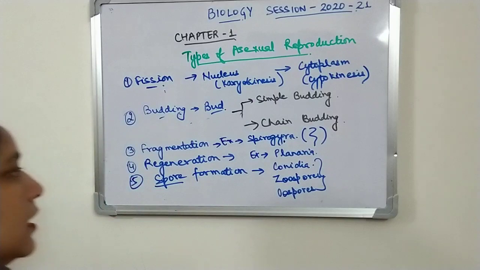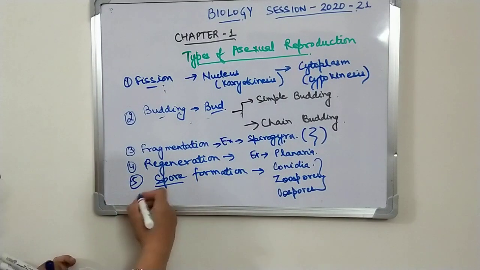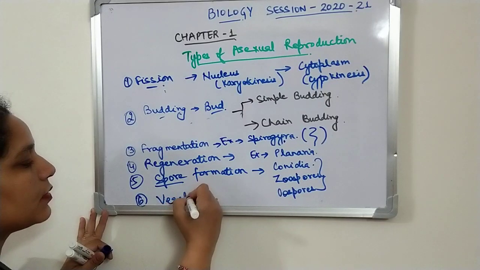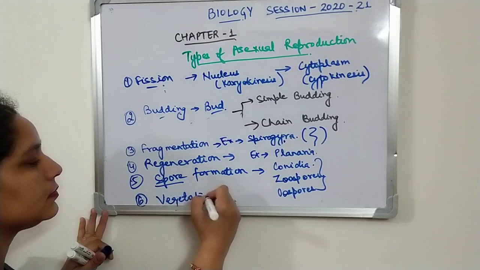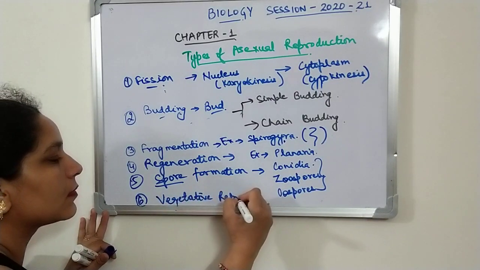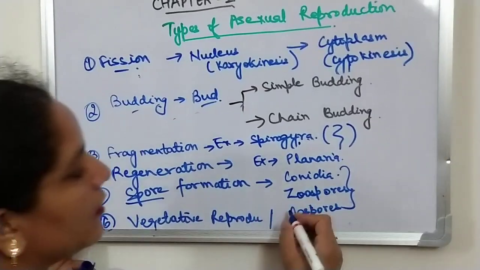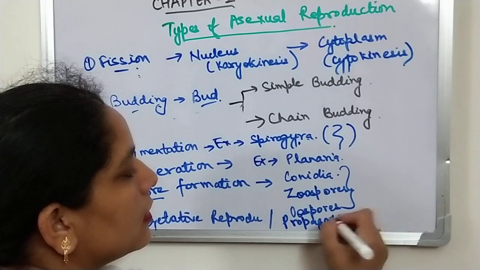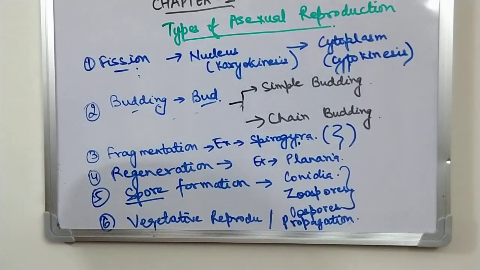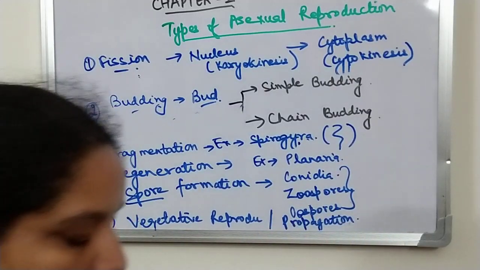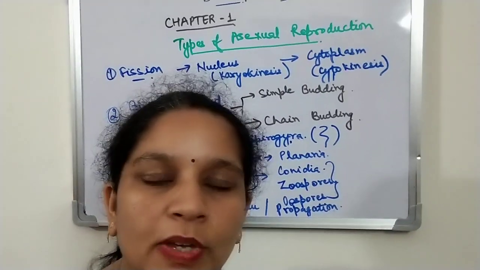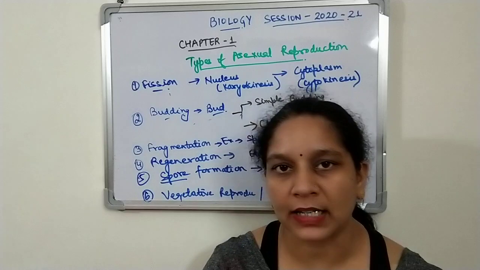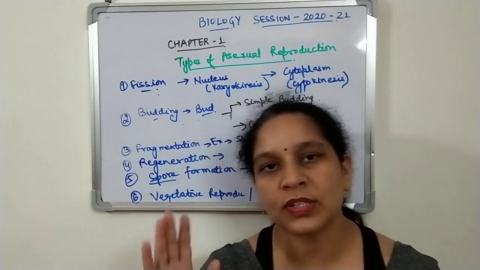Okay? Now moving to the next type, that is the sixth one, which is known as vegetative reproduction or vegetative propagation. So what is vegetative propagation? In case of the higher organism, we can say the higher angiosperms. We all know that in case of the plant kingdom, angiosperms are the most higher one.